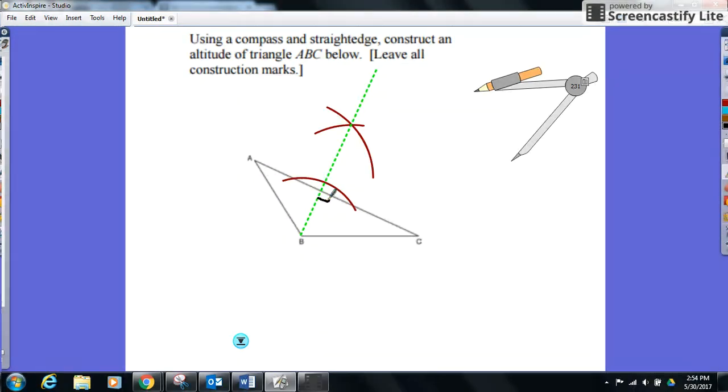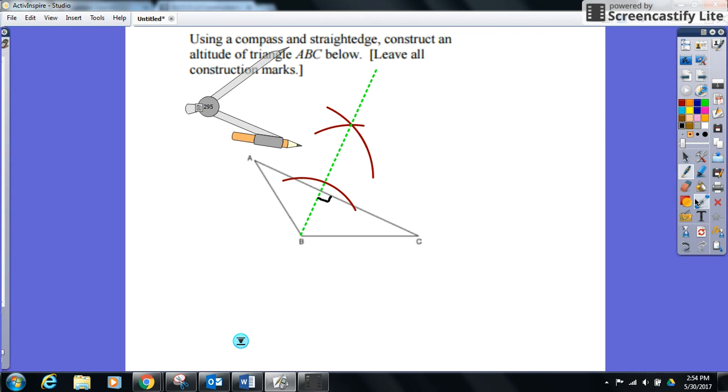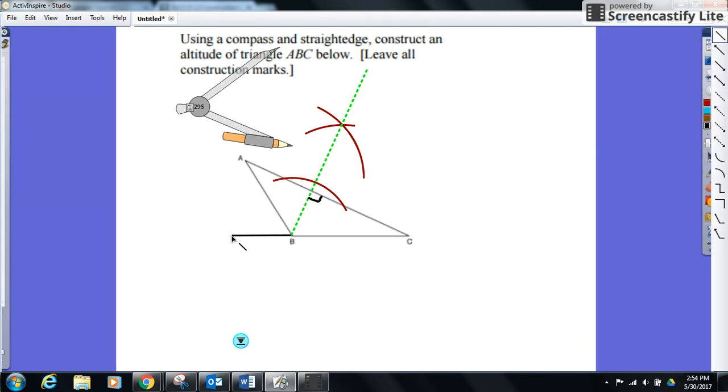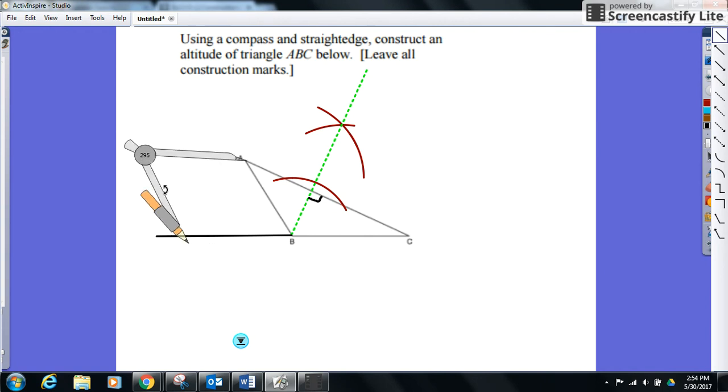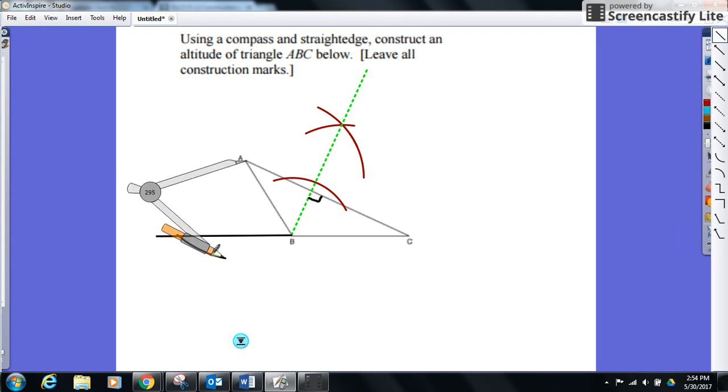Now what I want to do is also show you how to do it coming from vertex A. You'll notice if you take your compass and try to open it up to a length that will intersect BC, you will only get it to intersect just once, not twice. So to get it to intersect twice, we will take our straight edge back out and extend the length of BC. Now when I put it on vertex A, you will see that it is a little bit easier to make an arc that intersects.